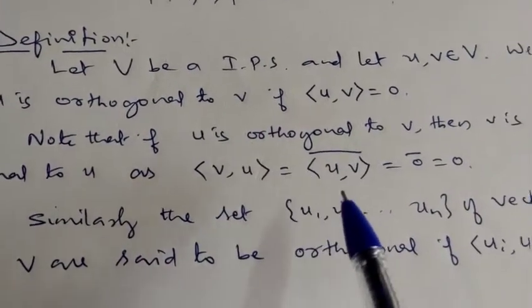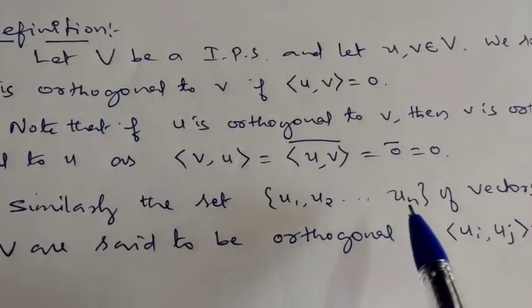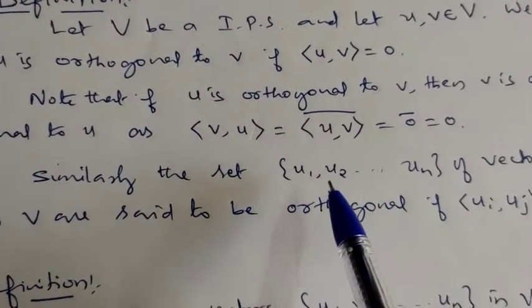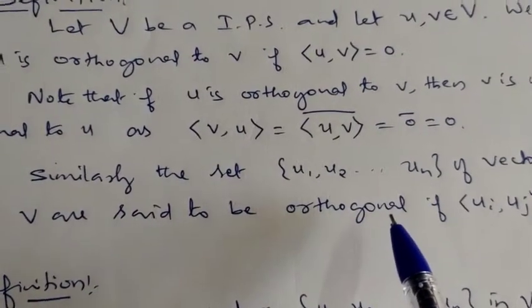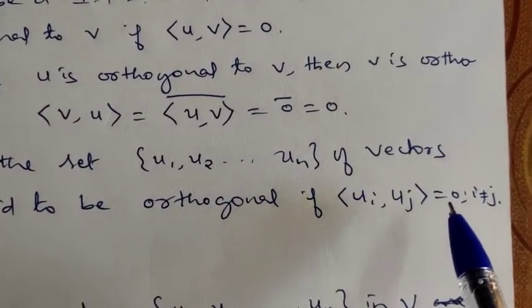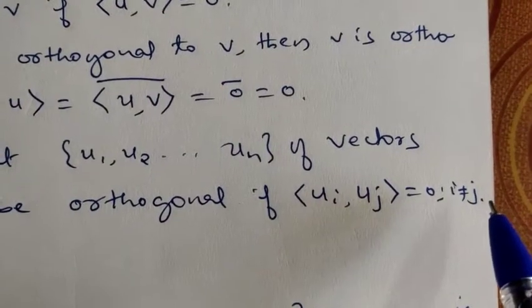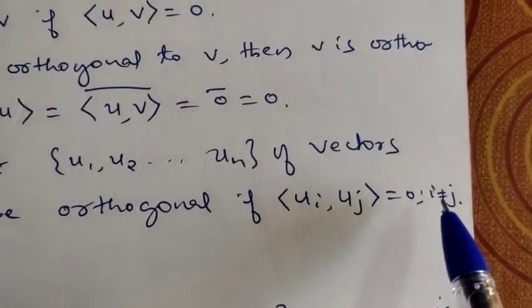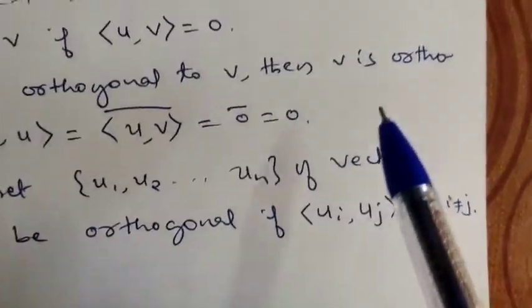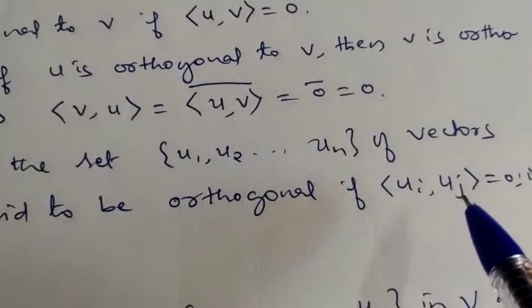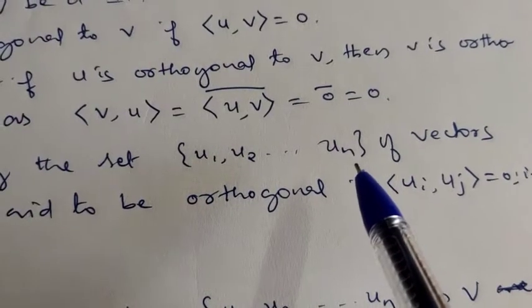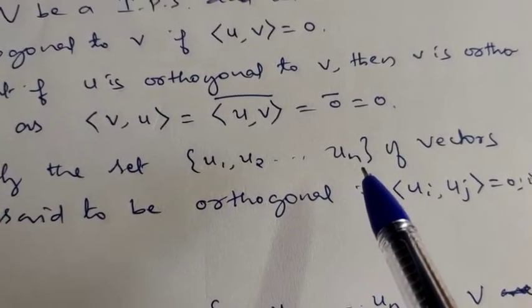Now suppose we have n vectors u1, u2, up to un in V. We say these n vectors are orthogonal to each other if the inner product of ui comma uj is 0 whenever i is not equal to j. That means u1 comma u2 is 0, u2 comma u3 is 0, and for every pair of elements with i not equal to j, ui comma uj is 0. Then we say the set of vectors in an inner product space are orthogonal vectors.